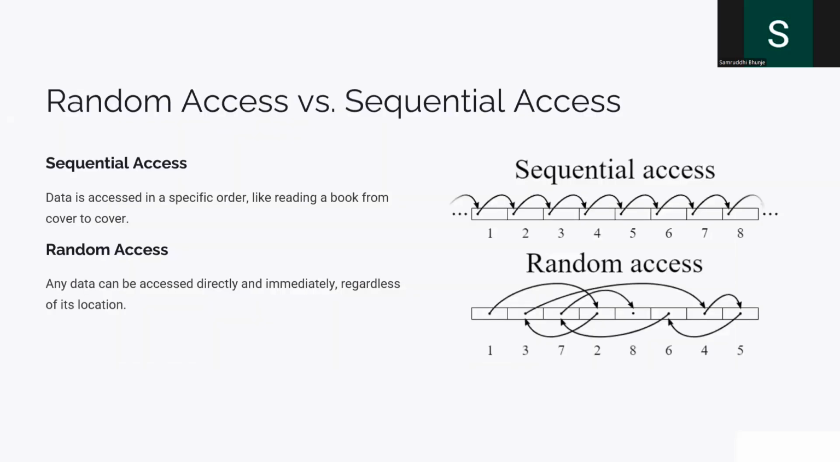Now random access memory and sequential access memory. In random access memory, any data can be accessed directly or immediately regardless of its location. And in sequential access memory, data is accessed in a specific order. As per its name, we can get to know that it will be sequentially accessed.